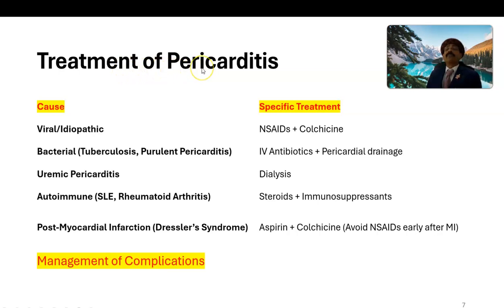Treatment of pericarditis depends on the cause. For a viral or idiopathic cause, we give an NSAID, a non-steroidal anti-inflammatory drug, plus colchicine to decrease the pain and inflammation. Bacterial, it may be tuberculosis or purulent pericarditis: intravenous antibiotic plus pericardial drainage.